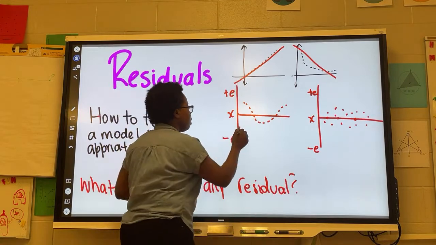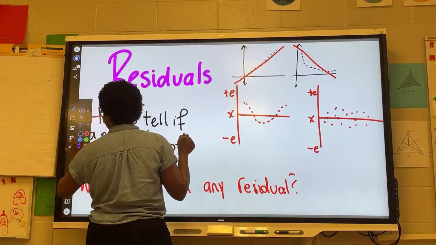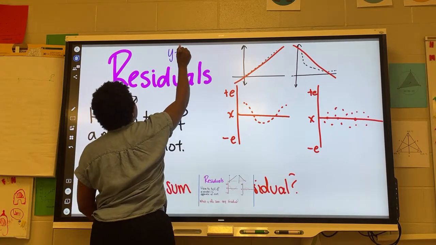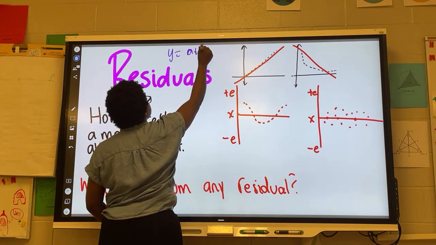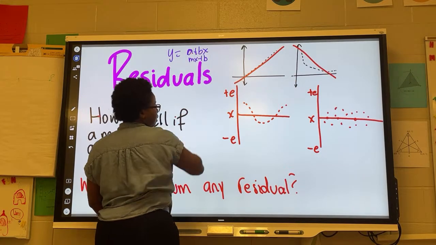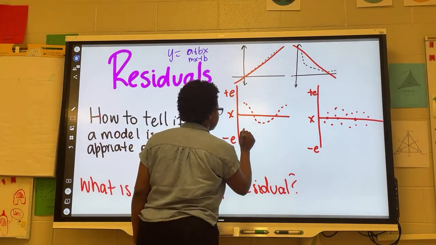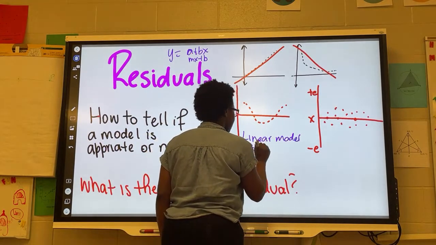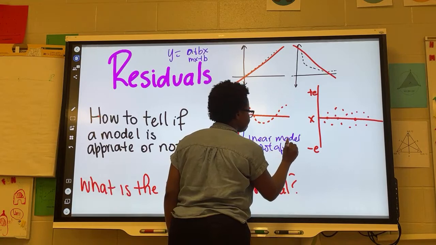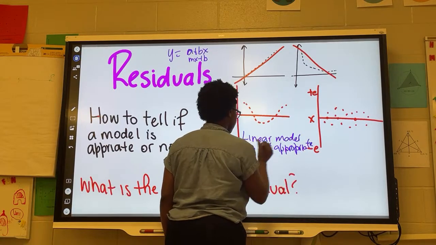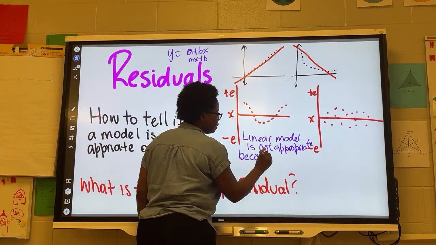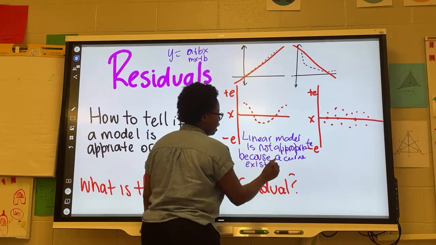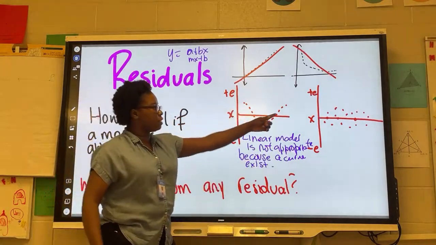So like this one, we will say the linear model is not appropriate, and the linear model is in the form y = a + bx or mx + b. However your teacher uses, just use that one. So this will say the linear model is not appropriate. And the reason for this is because a curve exists. Alright, and the curve you're talking about is the one you're seeing here.